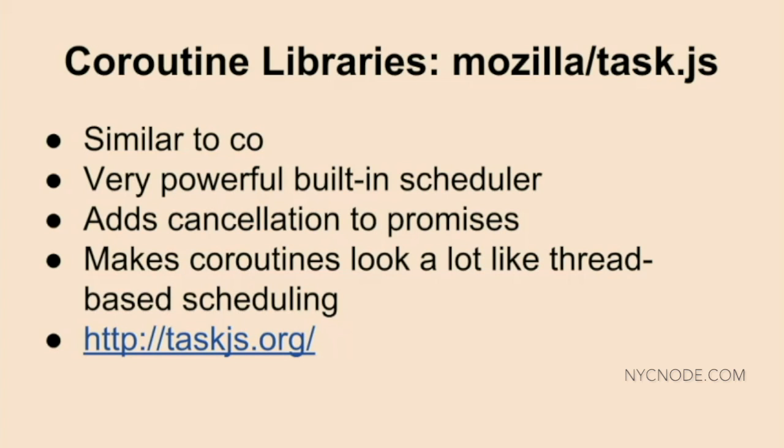It's similar to Co, but they actually implement a scheduler themselves within Task, which basically allows them to do a lot of really cool things like cancellation, which is something, as far as I know, you can't really do with promises right now without a lot of work, and even with that work, it's still going to be pretty janky, right? And what it does is it basically makes coroutines look a lot like traditional thread-based scheduling, which is great. There's a lot of research and a lot of theory and design patterns around traditional thread-based scheduling. And so you can find that at task.js.org.